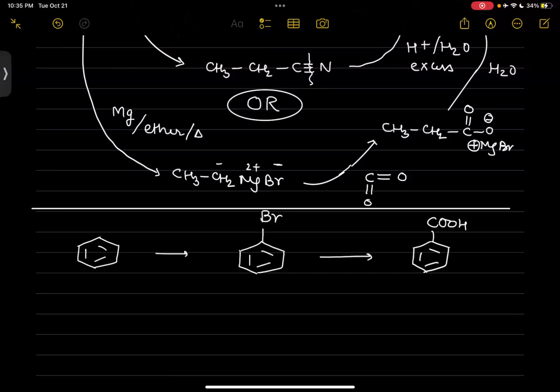So first of all, tell me, this is from the haloalkane chapter. So how are we going to add bromo, make it bromobenzene? Benzene to bromobenzene. How are we going to do that?